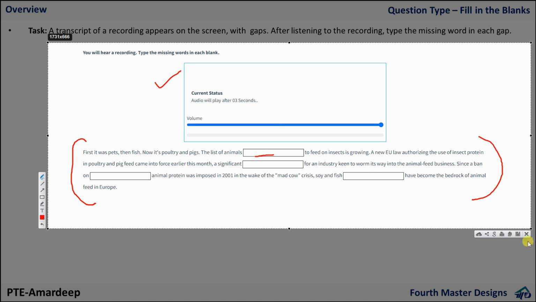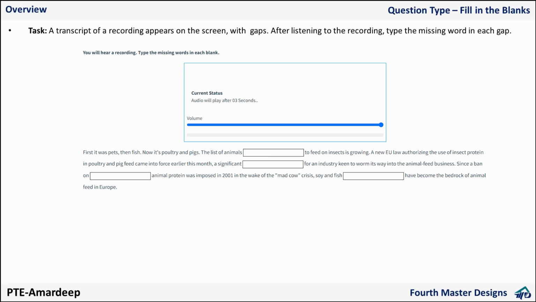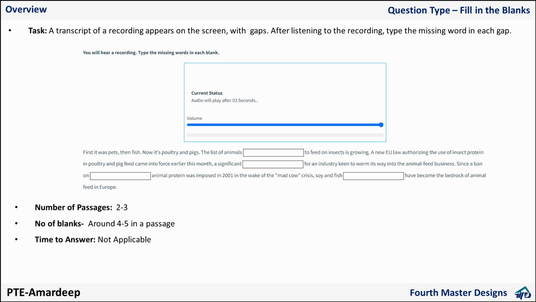This is your activity. Okay, a passage is there, then you are going to listen to audio, and whatever is missing in the passage, just fill it. That's a very simple question. How many passages are you going to get? 2 or 3. And how many blanks in every passage? 4 or 5. So your overall number could be 15. Sometimes for some students the number has been 17, 18 also. Okay, students are getting 4 passages. Usually they get something like 2 or 3. Then about time, there is no such thing.